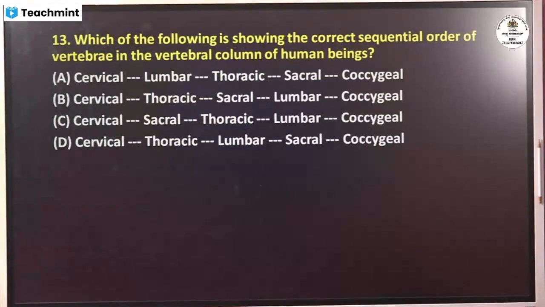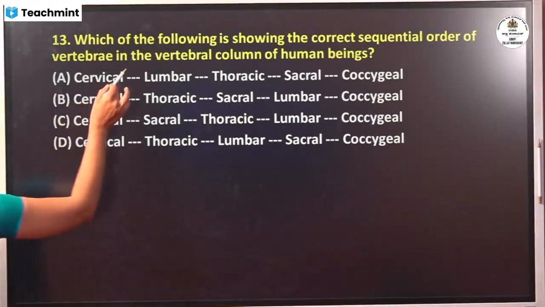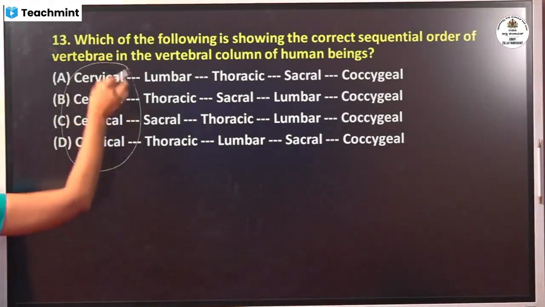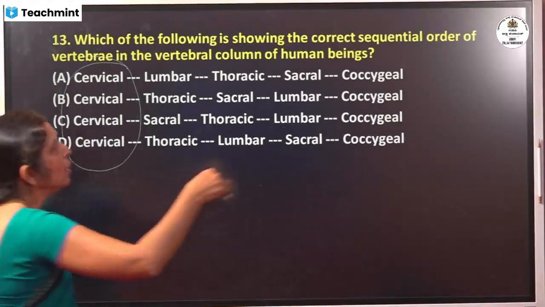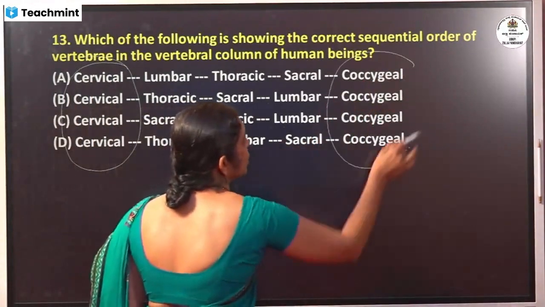Which of the following is showing the correct sequential order of vertebrae in the vertebral column of human beings? Cervical, lumbar, thoracic, sacral, coccygeal. Cervical, thoracic, sacral, lumbar, coccygeal. Cervical, sacral, thoracic, lumbar, coccygeal. Cervical, thoracic, lumbar, sacral, coccygeal. So here, we all know that the first vertebrae that we have is the cervical, whereas the last one is the coccygeal.